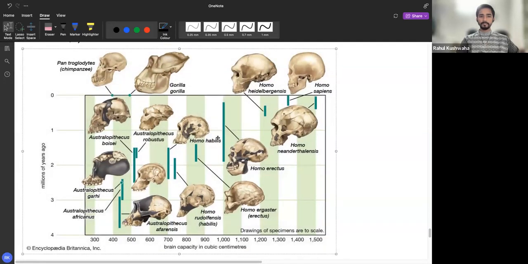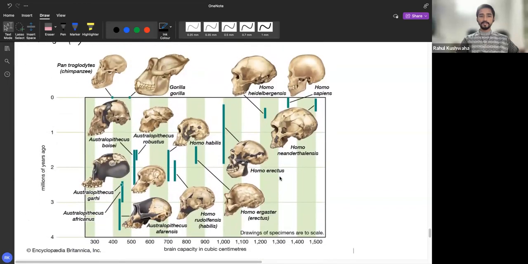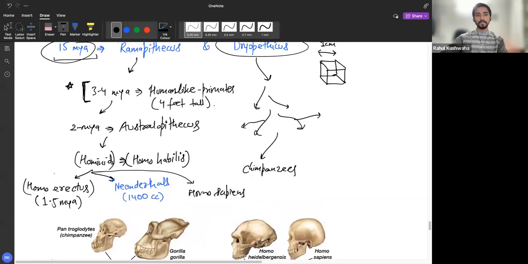And this is where, look at this picture for a moment. I took this from Encyclopedia Britannica, and this picture very beautifully, on the basis of skull evidence of all these species, tells us about the timeline in which they existed. The y-axis is millions of years ago, and it goes as far back as 4 million years ago, where I have told you the first human-like primates started coming up.